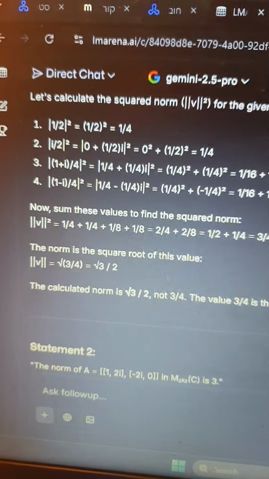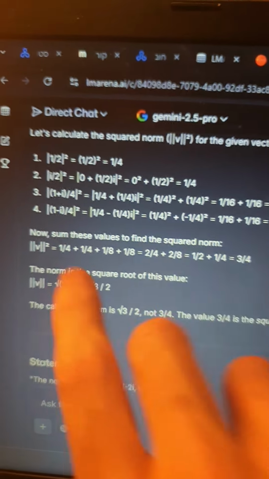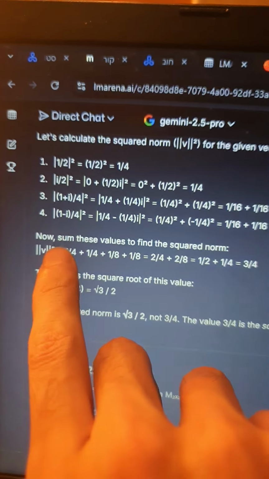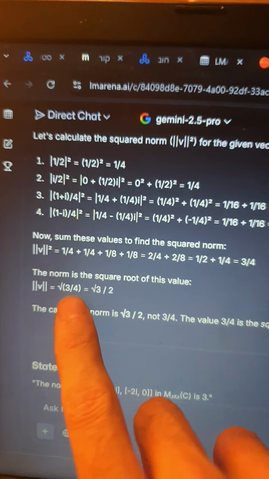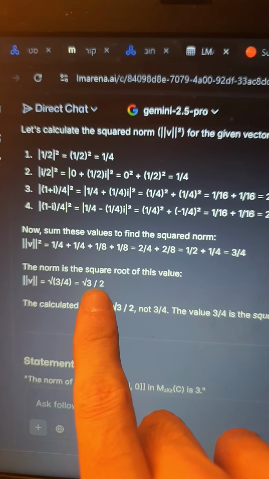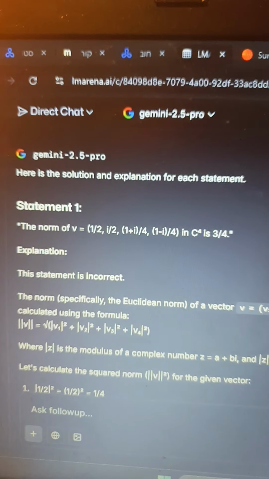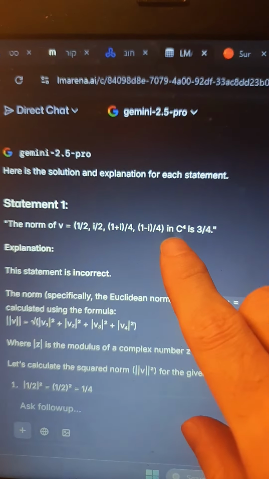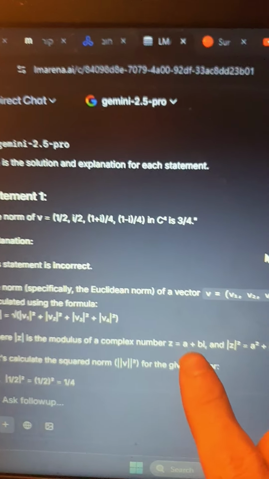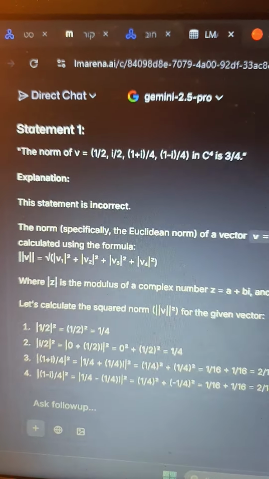So when we calculate it, we sum it all up, and then in order to get the norm itself and not the square, we take the square root, and we get the square root of 3 divided by 2. So here we are, we took the norm of a complex vector, remembering how to look at a complex number and how to take its norm.